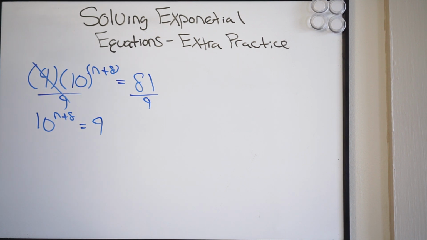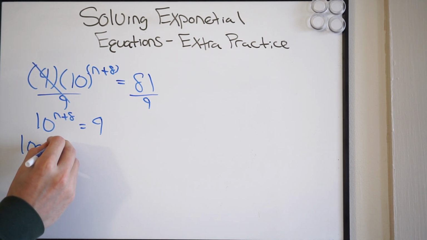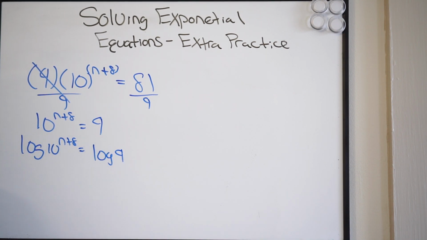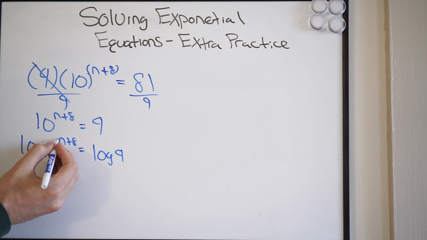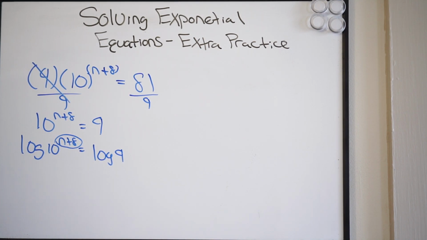Alright, so we want to see if we can get the same base here. Well, with this problem, it doesn't look like we're going to be able to. So simply we're going to take the log of both sides. So we get log of 10 to the n plus 8 equals log of 9. Based on our properties of logs, in particular the power property, we know that this power will come down to the front when we're dealing with logs.